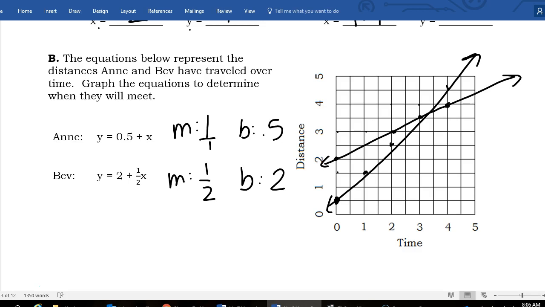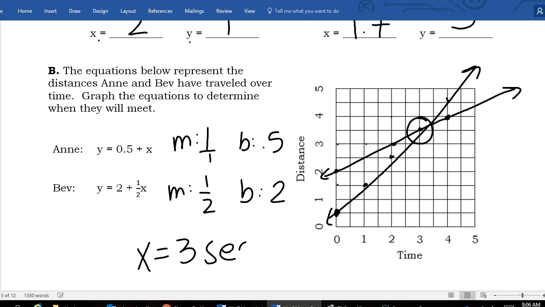the lines should cross right here. I think I just didn't draw very straight lines. But that was 3 seconds for the x, and 3.5 meters for the y.